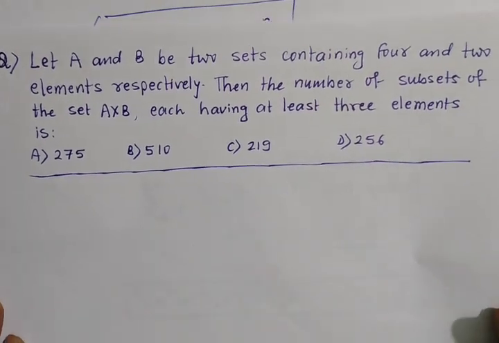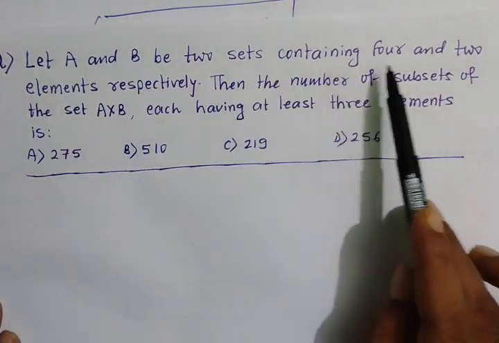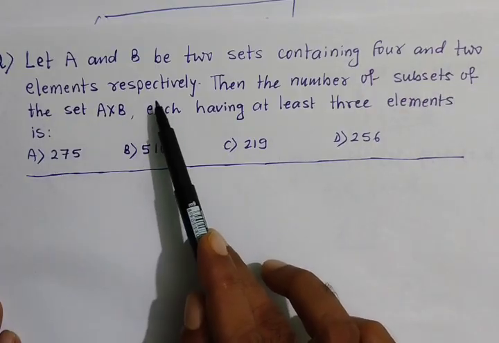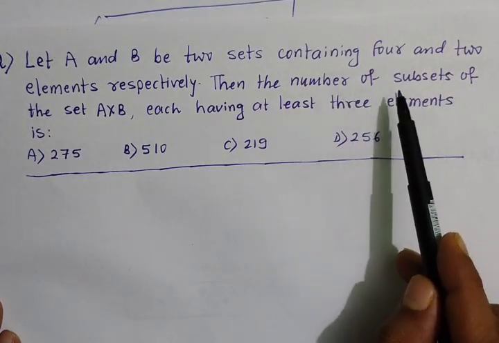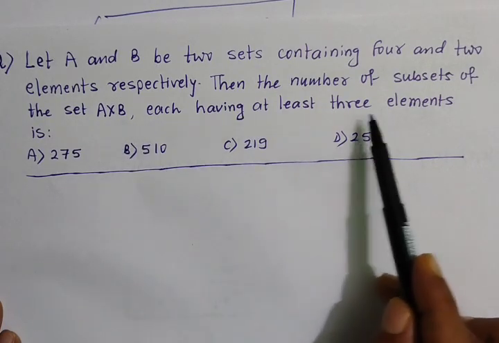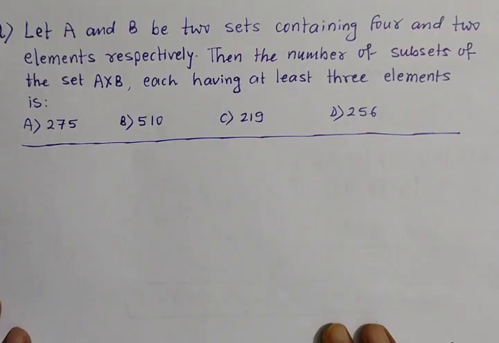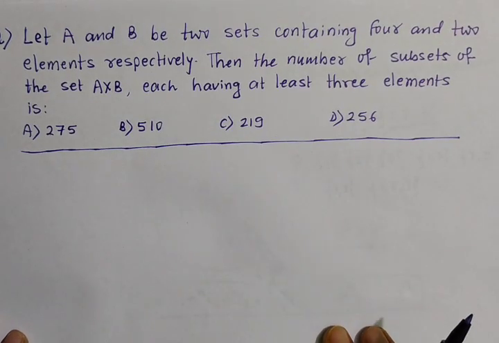Here we have one interesting question. You can see this question. Let A and B be 2 sets containing 4 and 2 elements respectively. Then the number of subsets of the set A cross B, each having at least 3 elements, is. Okay, try to solve this question first. Pause the video and try to solve it, and after that you can see the explanation part, the solution part. Okay, so let us discuss the solution for this question.